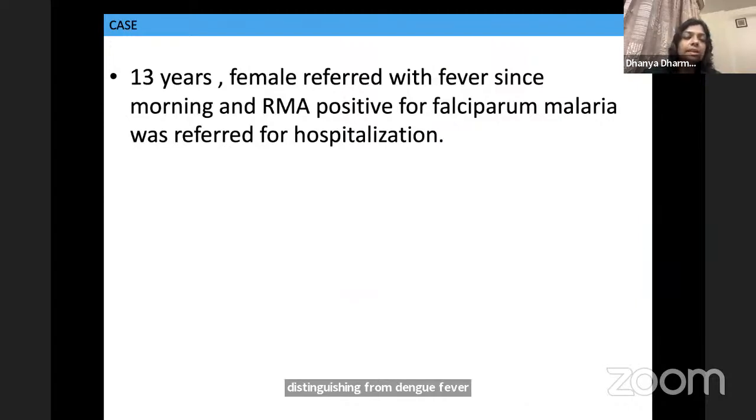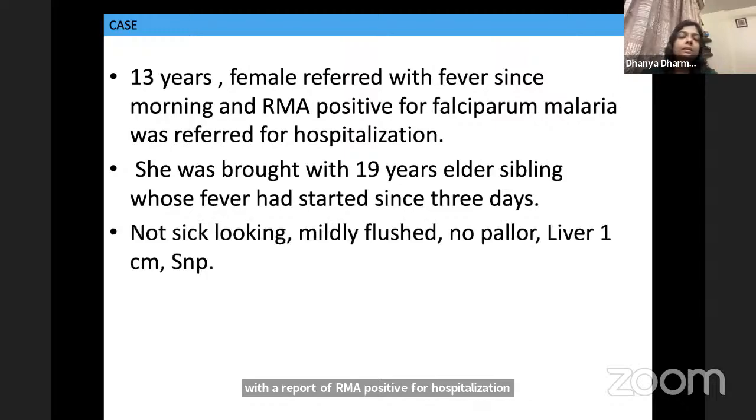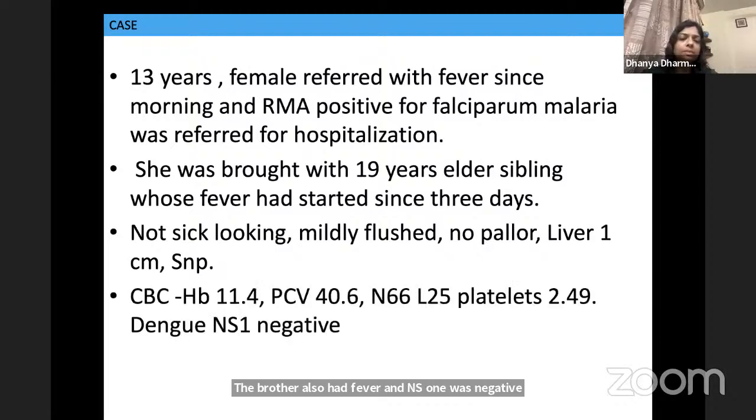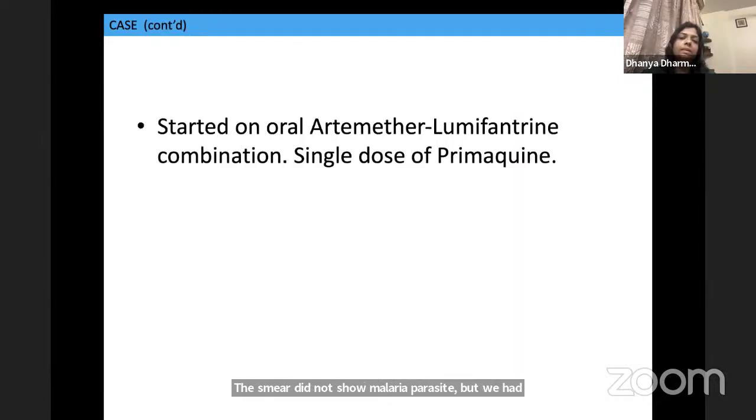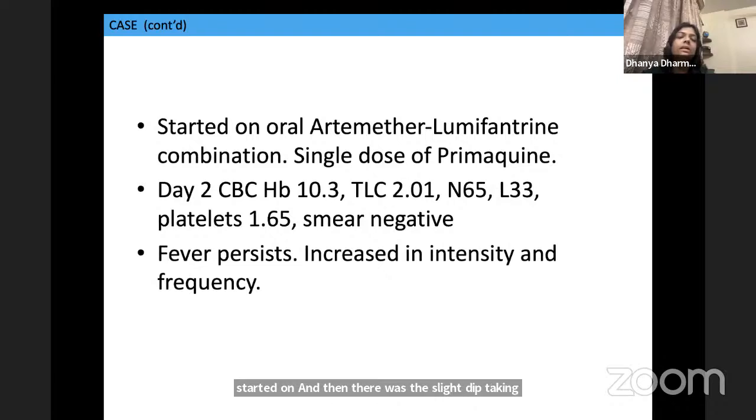Now, we had a 13-year-old child who was referred for hospitalization with a report of RMA positive. The brother also had fever, and NS1 was negative outside. The child was not sick looking, because RMA was positive, we started artemether lumefantrine for falciparum. But the CBC did not really correlate. Hemoglobin was fine, the smear did not show malarial parasite, but we had started artemether lumefantrine, and then there was a slight dip in total count and platelet count, and fever persisted.